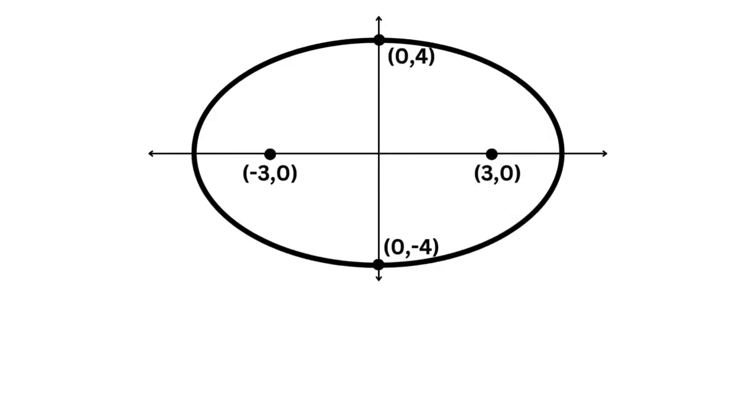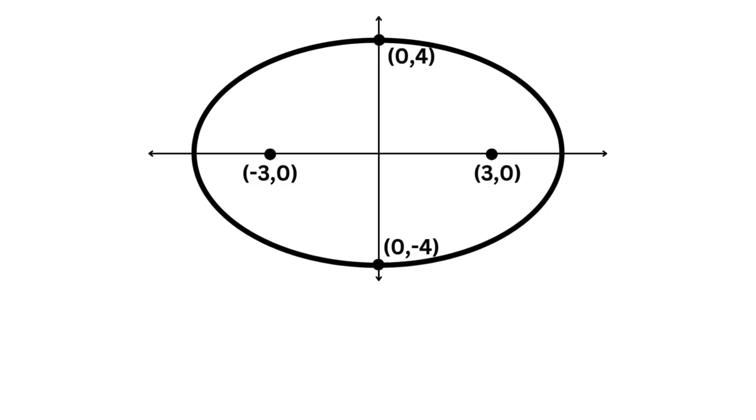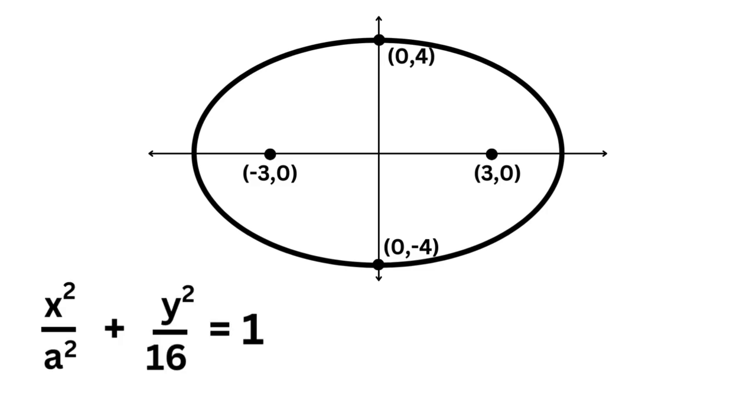At this point, we can start to build our equation. So if we know the major axis is horizontal, we know that the equation of the ellipse would be x squared over a squared plus y squared over b squared is equal to 1. We know we have our b value for the minor axis, so the b value has to be 4. So we're going to plug in 4 for b. So we would have x squared over a squared plus y squared over 16 equals 1.